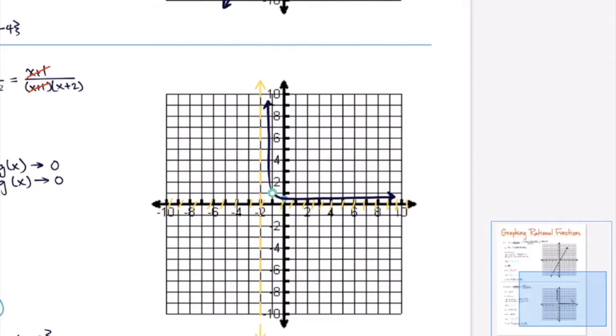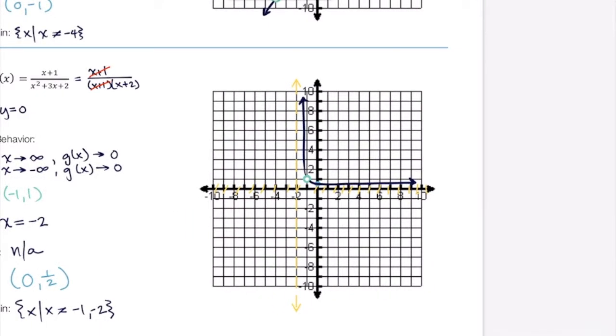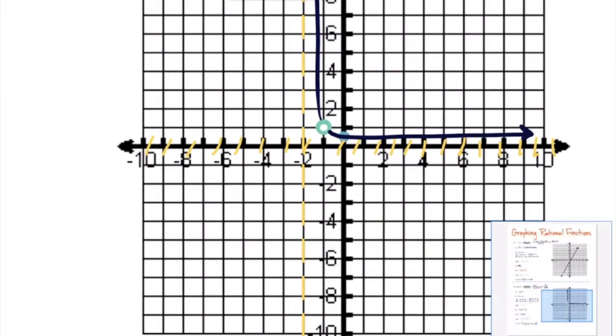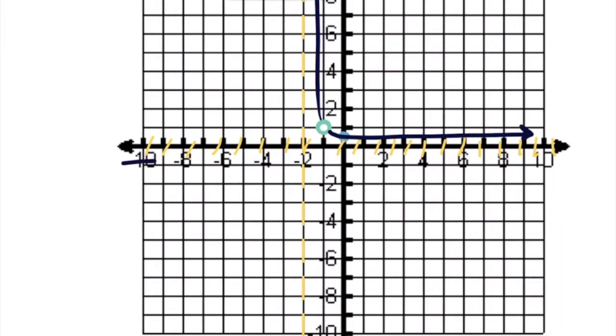So the second part, what I look at here is if you look at what's left, we end up with a 1 over x plus 2. Notice this is just a rational function that's been translated 2 units to the left, and you can see that shape. So because you know it's a rational function, then you know that the other side has to be kind of in the opposite quadrant as that first side.